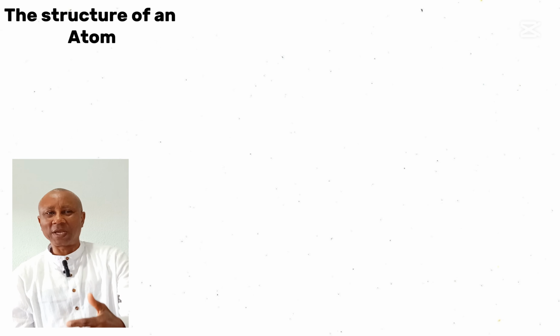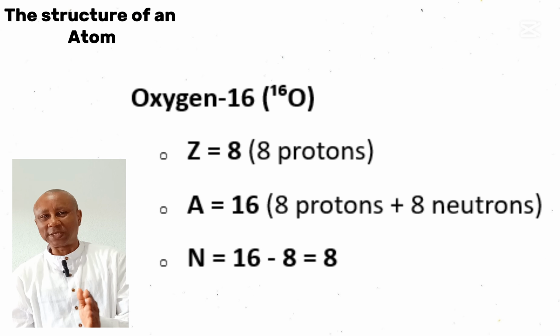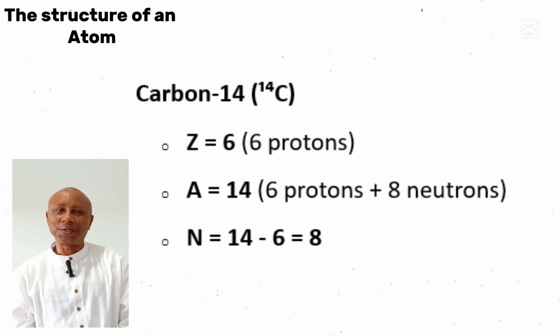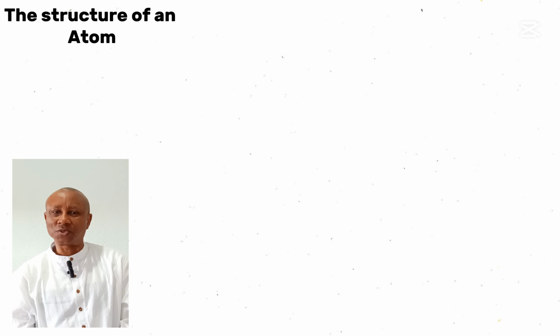Example, if you want to calculate the number of neutrons in oxygen-16, the number of protons is 8, the mass number is 16, and the number of neutrons is 16 minus 8. That gives you 8. Then carbon-14, the atomic number is 6, the mass number is 14. When you subtract 6 from 14, you get 8. That's the number of neutrons. So this is the simple way to calculate the number of neutrons.